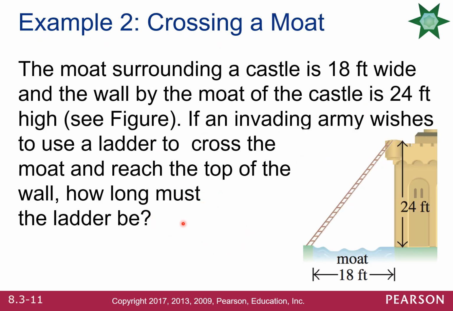Now let's look at an example where the Pythagorean theorem can be applied. I'm going to read through it first. It says the moat surrounding a castle is 18 feet wide and the wall by the moat of the castle is 24 feet high. See the figure. So we have a figure here which we will look at a little later. If an invading army wishes to use a ladder to cross the moat and reach the top of the wall, how long must the ladder be?